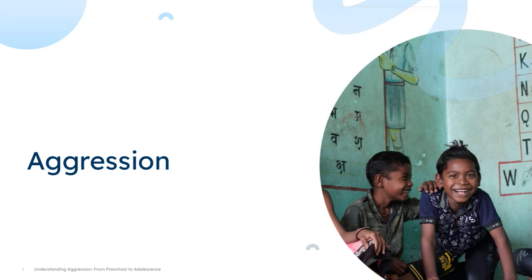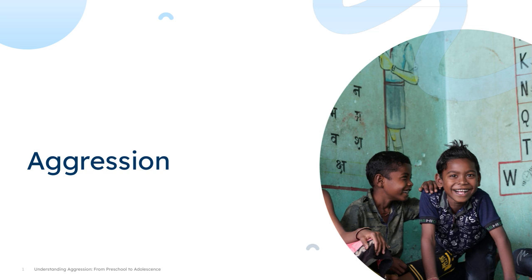Today, we're diving into the topic of aggression, exploring its different forms and how it develops from childhood through adolescence. This presentation is based on the insightful work of Marion K. Underwood. As you can see from the image of children in a classroom, aggression often plays out in everyday settings like schools, where peer interactions shape much of this behavior. I'm excited to take you through the key concepts and findings on this important subject.